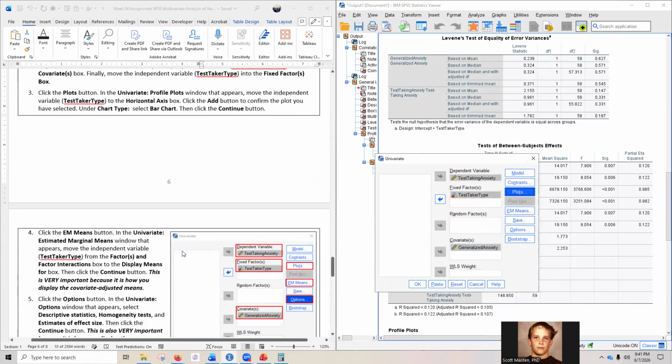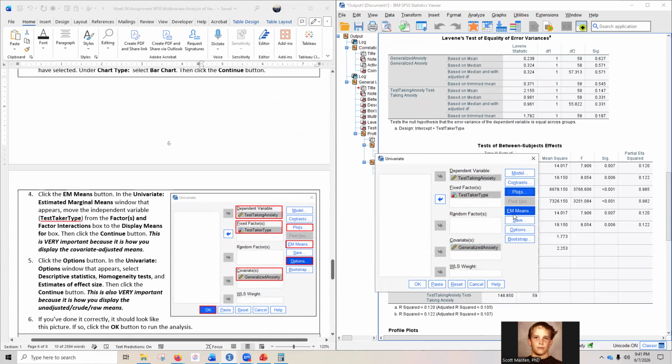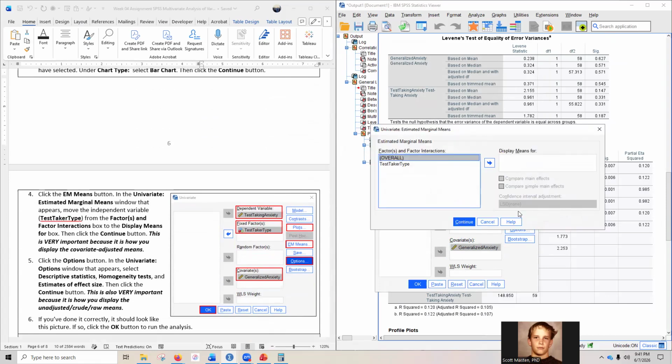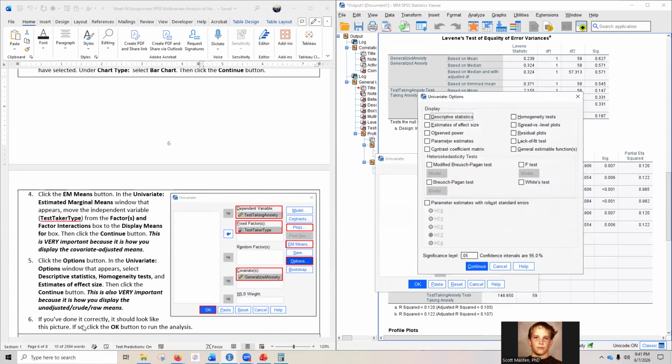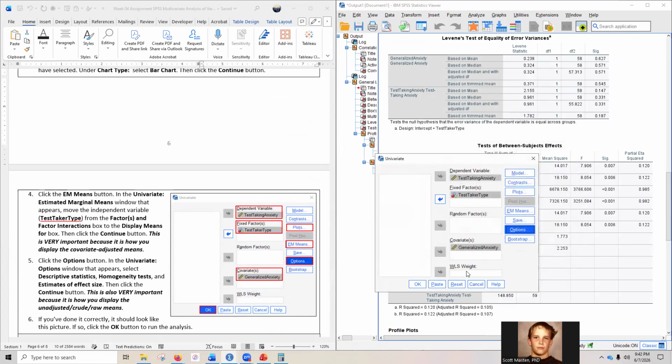And then scooting on down. Remember, when you do analysis of covariance, you have to get the covariate adjusted means. That's under EM means. Move test taker type over to the box on the right. It'll get you covariate adjusted means for the test taker type groups. And then under options, I'm guessing we want to get the usual three things: descriptives, homogeneity tests, and estimates of effect size. Continue, and okay to run our ANCOVA.